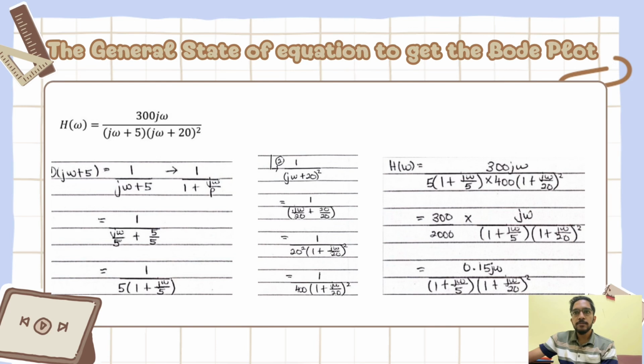From the final form, we can easily read the exact characteristics which need to be drawn for our magnitude plot. Our system gain K is 0.15. The jω in the numerator gives a zero at the origin, which creates an initial upward slope of positive 20 dB/decade. In the denominator, we can clearly identify our two corner frequencies: a simple pole at ω equals 5 rad/s, which flattens the slope to 0 dB/decade, and a second-order double pole at ω equals 20 rad/s, which introduces a sharp drop of negative 40 dB/decade. This completely sets up everything we need for the Bode magnitude plot.